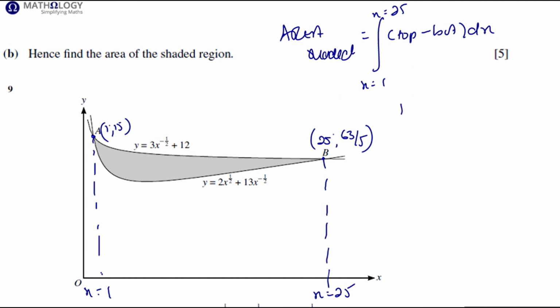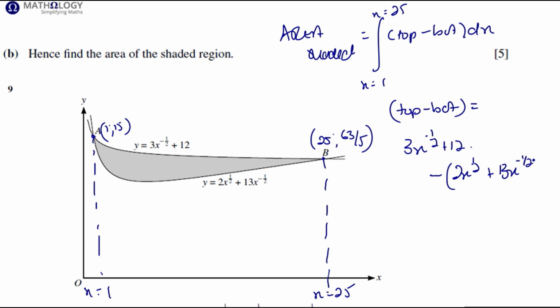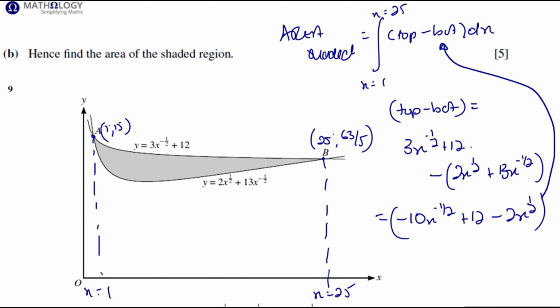So let's just get an expression for the top minus the bottom curve. It will be 3x to the minus a half plus 12 minus 2x to the half plus 13x to the minus a half. So that'll be 3x to the minus a half minus 13x to the minus a half, which is minus 10x to the minus a half plus 12 minus 2x to the half. So this expression is what we're going to be integrating.